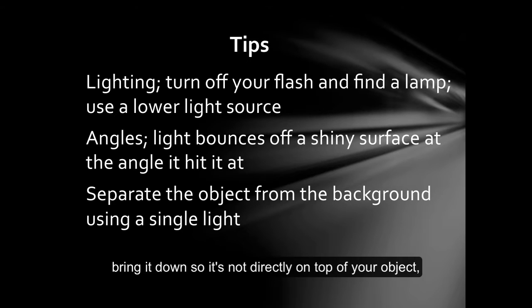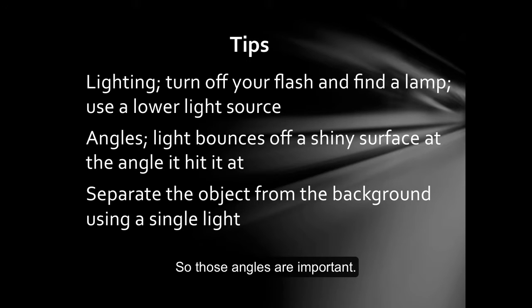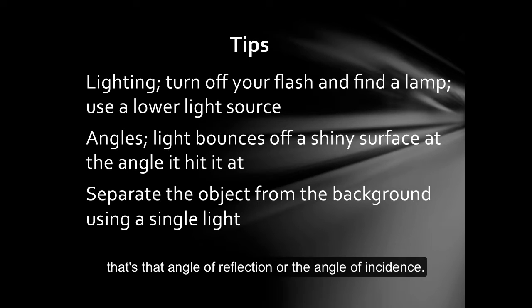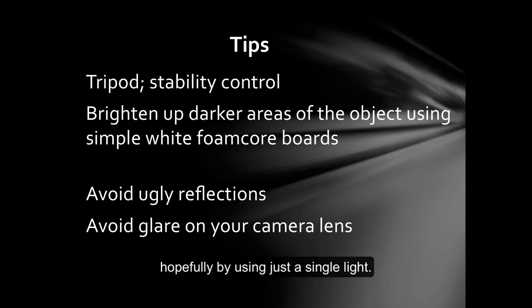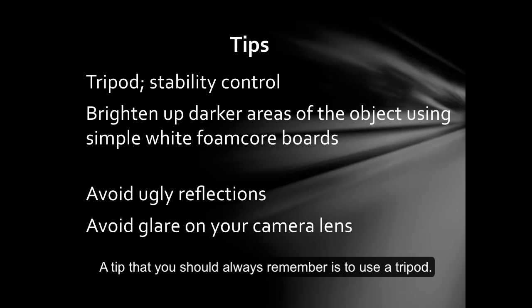The angle of light, bring it down so it's not directly on top of your object, but coming from the side or even a little bit below. So those angles are important. Light bounces off of a shiny surface at the angle it is hit at. That's the angle of reflection or the angle of incidence. So you have your incident ray and your reflected ray. Make sure that you try to separate the object from the background, and you can do that hopefully by using just a single light.